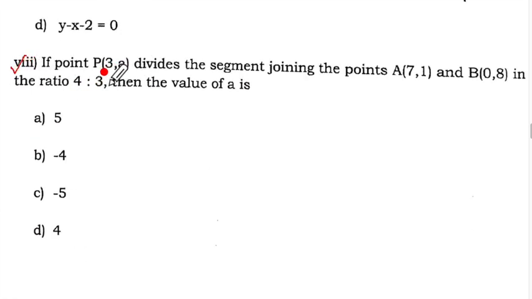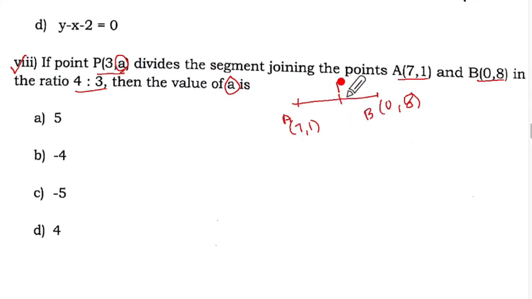The eighth subpart, point P divides the line segment joining the points A and B in the ratio 4:3. The value of A. Now A is the y coordinate. So just for our clarity of thought, we will write this and we will show this point P, and the ratio will be 4:3. So you know the y formula. Your y formula is my2 plus ny1 upon m plus n.